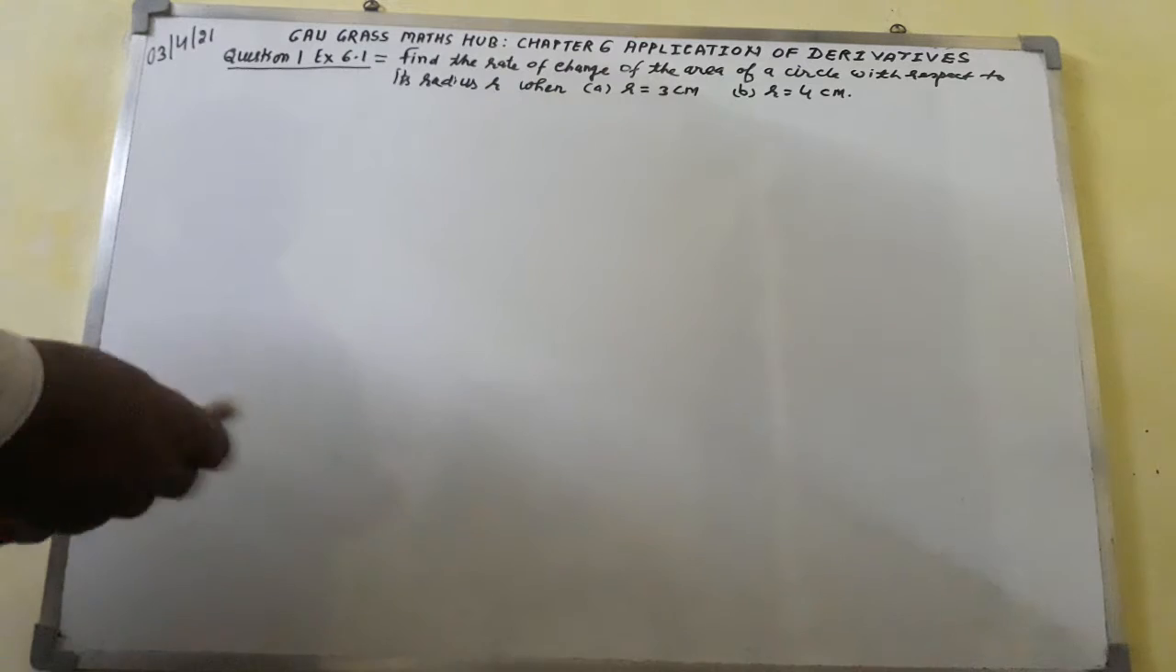I shall explain question number 1 that has been taken from exercise 6.1, chapter 6, application of derivatives. The question is: find the rate of change of the area of a circle with respect to its radius when (a) the radius is equal to 3 centimeter, (b) the radius is equal to 4 centimeter. Here I shall write the solution.